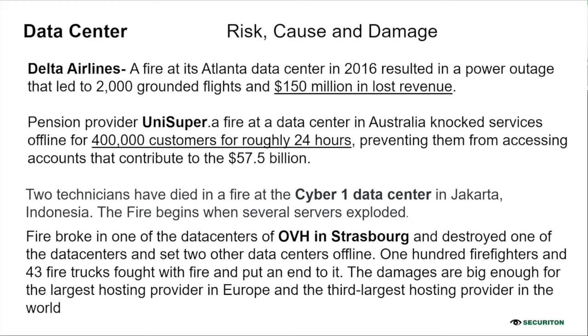Two technicians died in a fire at the Cyber One data center in Jakarta, Indonesia. The fire began when several servers exploded. A fire broke out in the data center of OVH, destroyed one of the data centers and set two other data centers offline. 100 firefighters and 443 fire trucks fought the fire and put an end to it. The damage was big, for the largest hosting provider in Europe and the third largest hosting provider in the world. So you can see the damage done by a fire in a data center.